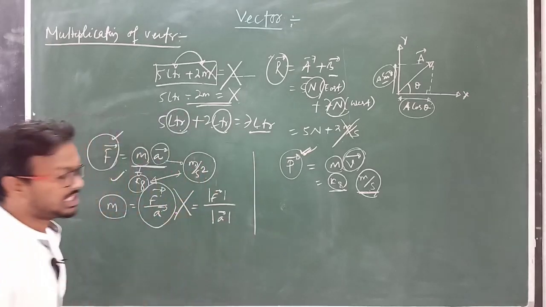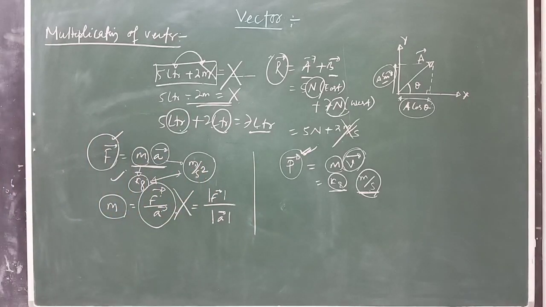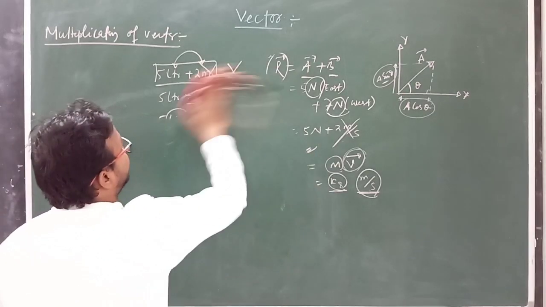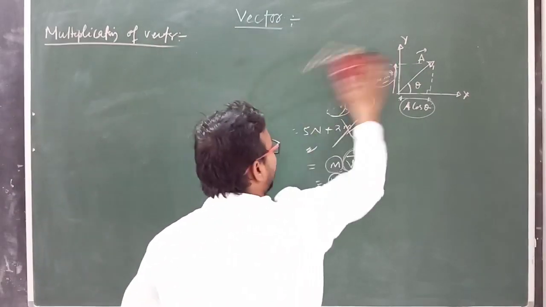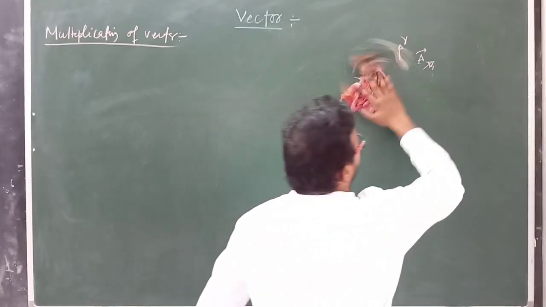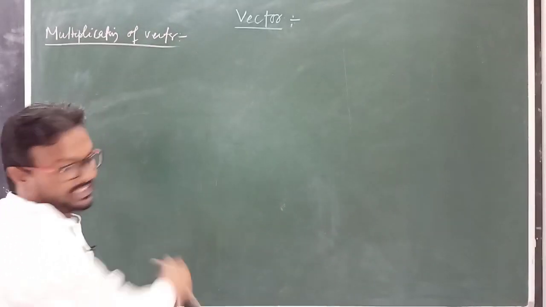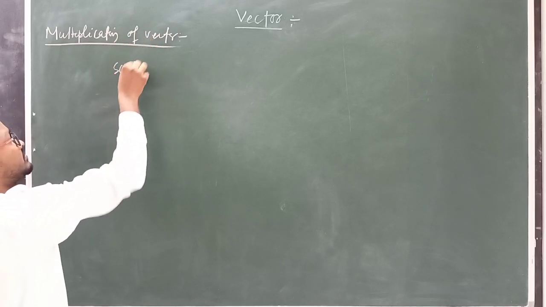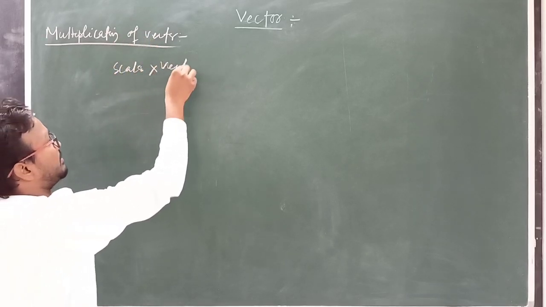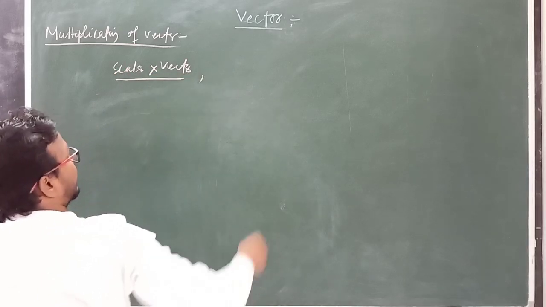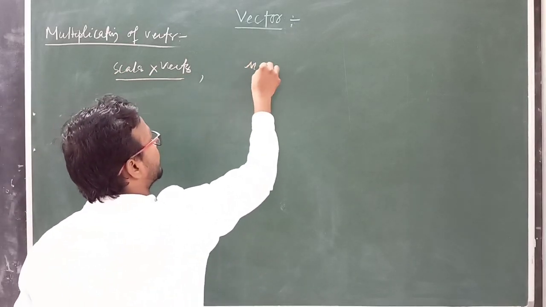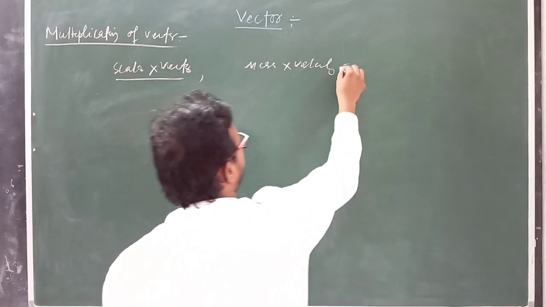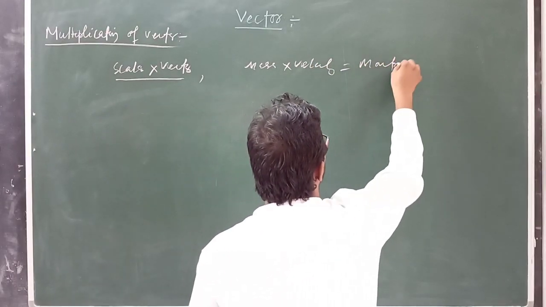So now we will discuss multiplication of vectors. Clear? We already discussed multiplication of a vector with a scalar, and at that time we get a new vector. I am writing here scalar into vector: mass into velocity. So we get a new physical quantity, that is momentum.